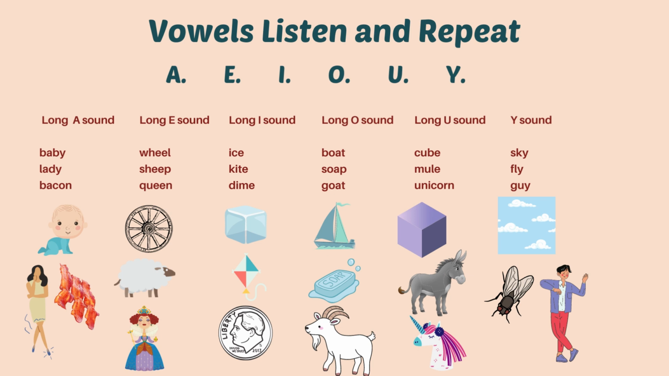The long U sound. The long U sound is cube, mule, unicorn. The long Y sound. The long Y sound is sky, fly, guy.